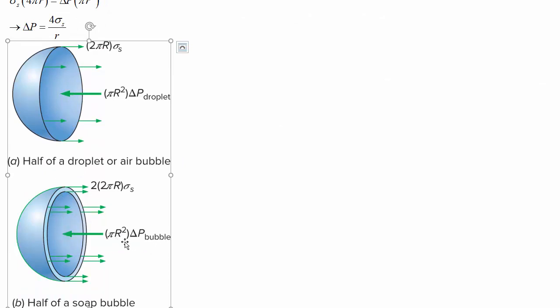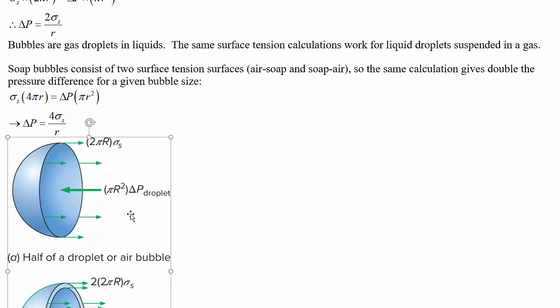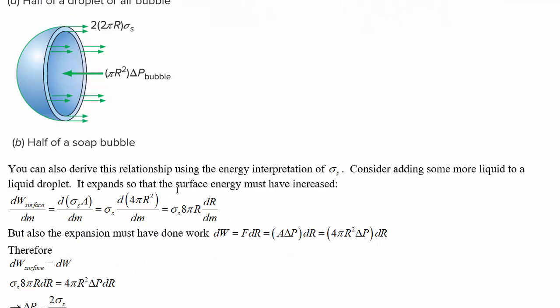So we still have the same pressure calculation, the change in pressure inside versus outside the bubble. And we've got two surfaces now, 2 times circumference, 2 pi r, times the surface tension. So this has to balance this pressure, and you find that the increased pressure inside a soap bubble is just double the surface tension calculation we had last time, so 4 sigma s over r.